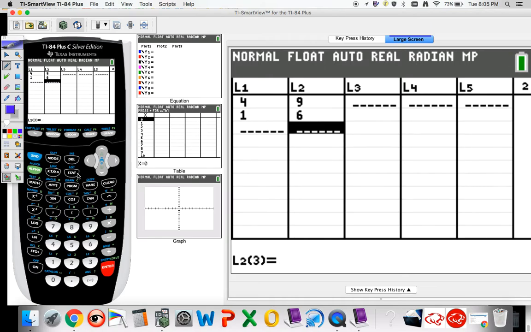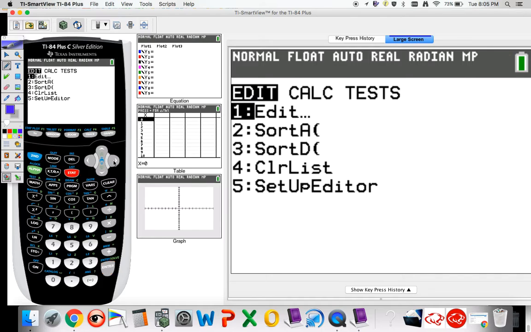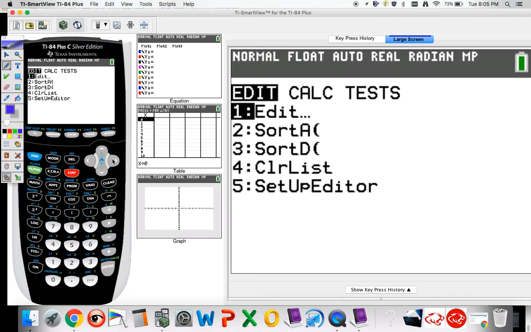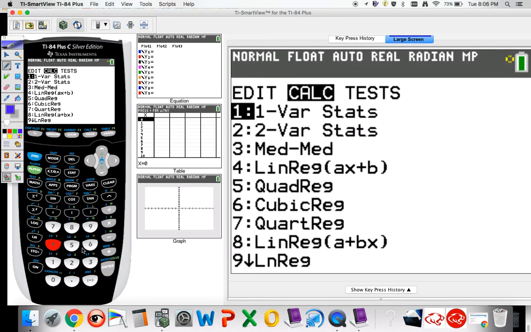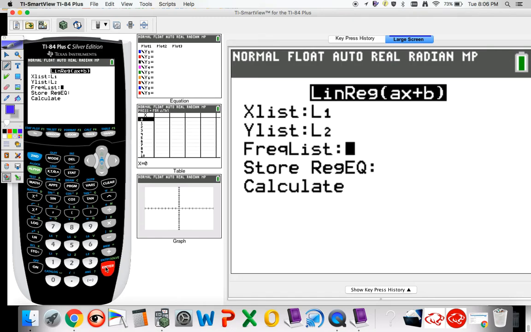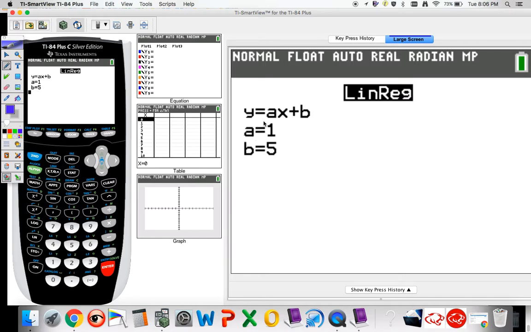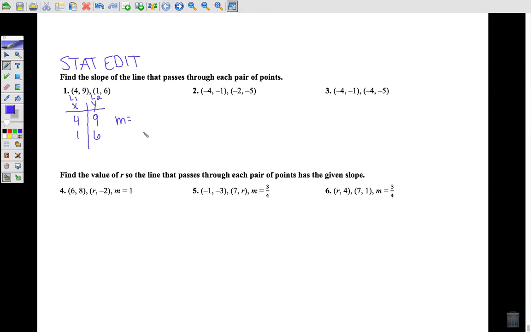Okay, so I'm going to go ahead and hit stat, go over to stat edit, don't go over to calc yet, stat edit. I already did that. So I'm going to go back to stat, over to calc, hit number 4, hit enter, enter, enter, enter, enter. And it tells me right here, my slope, which is my A, is equal to 1. So I'm going to write down over here, M is equal to 1.